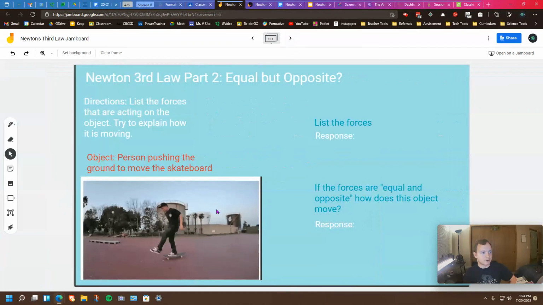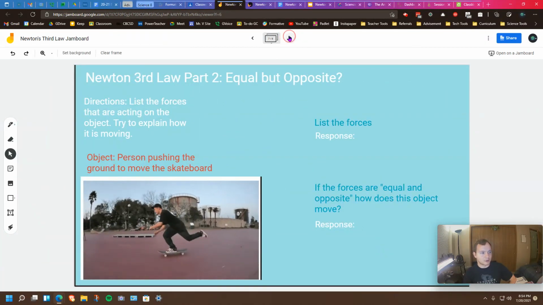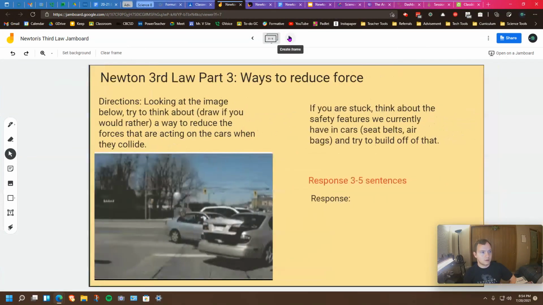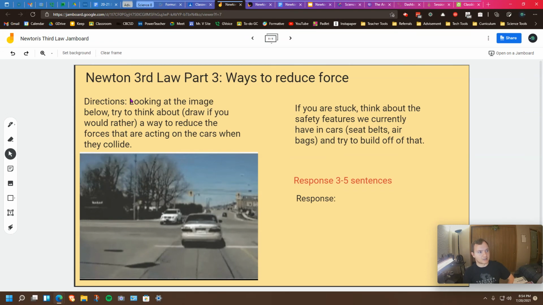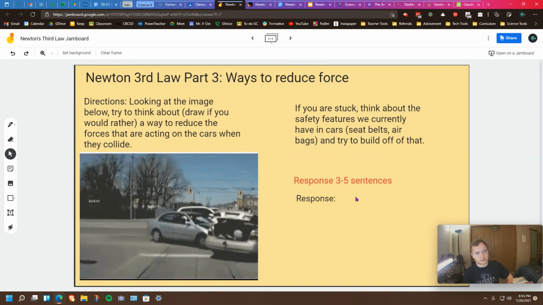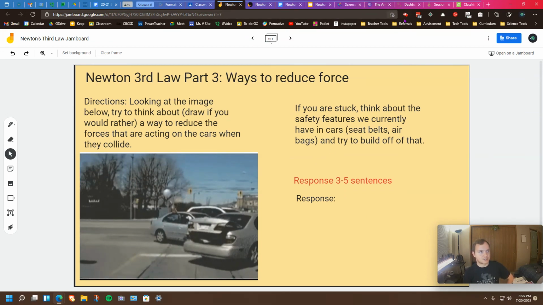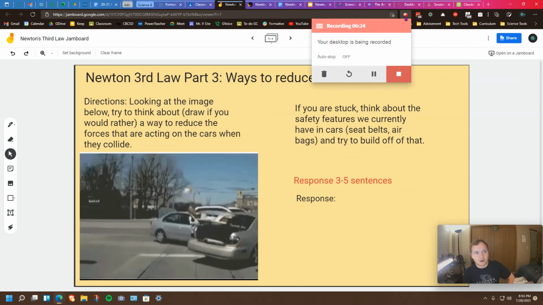You're going to do another 2 examples of that. One with skateboarding, one with football. And then the last one, you're just trying to think what would be some ways to reduce the forces in a crash. Kind of talks about here, you'll write your response here. Okay? That's the Jamboard assignment. Good luck. Hopefully it'll make sense.